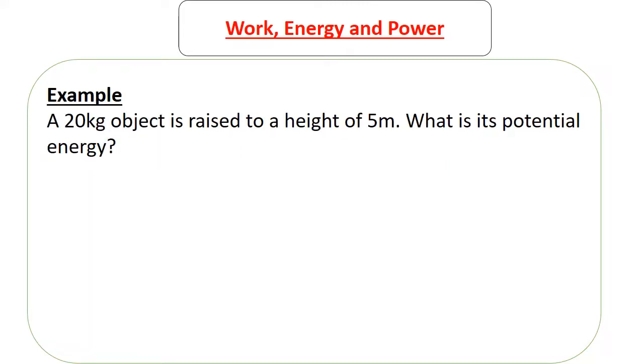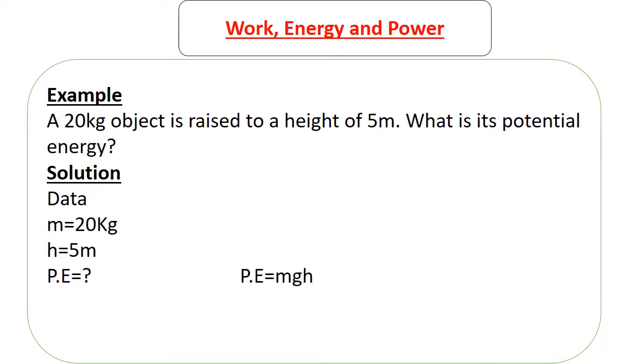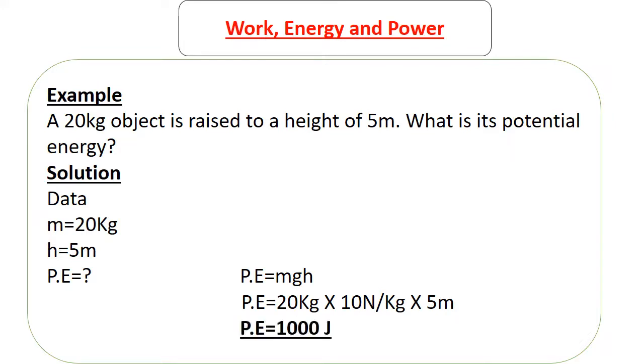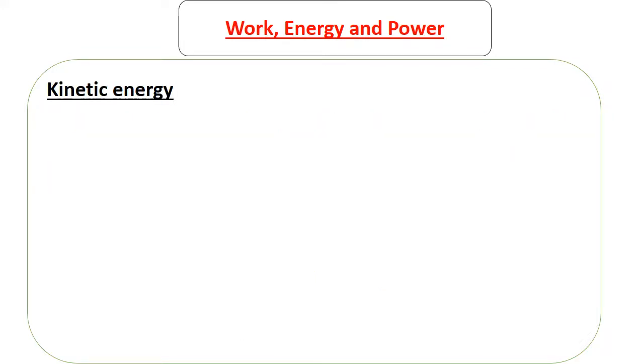Let's take a look at an example. A 20 kg object is raised to a height of 5 meters. What is its potential energy? Here's the solution. The data: mass is 20 kg, height is 5 meters. We're looking for potential energy, which is given by mgh. So we can plug in the values. m is 20 kg, g is 10 as usual, h is 5, and we're going to get 1000 joules.